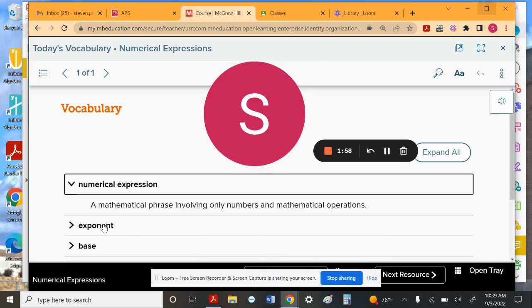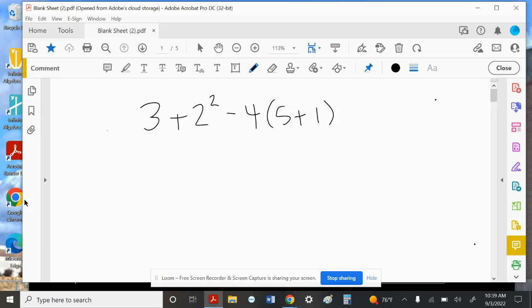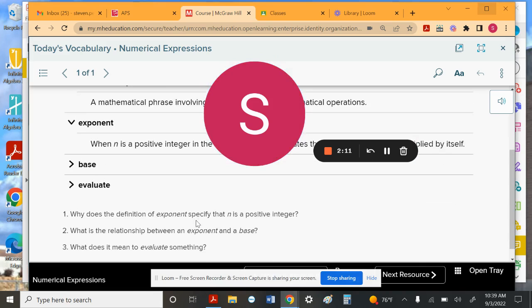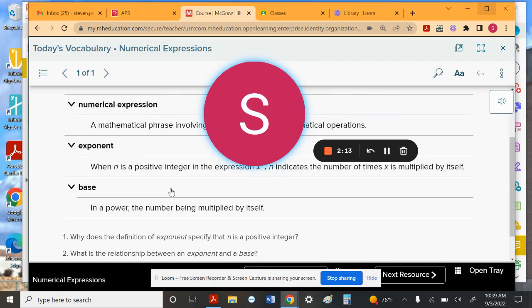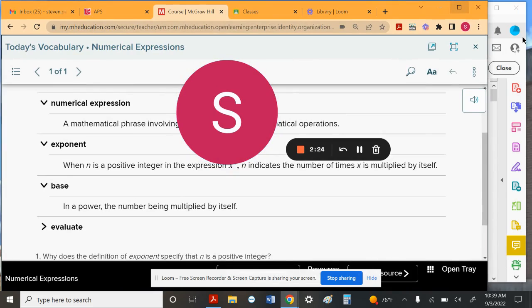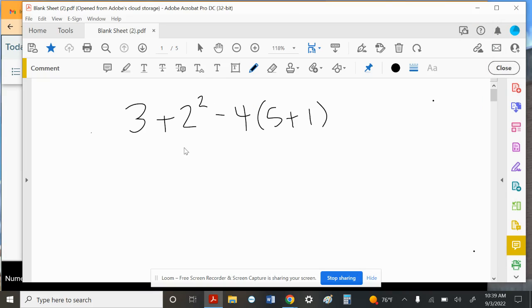And then we have an exponent. I've got an exponent in there. So an exponent would be this part right here, which is this 2 squared, or the squared part that we have. And then we have a base. The base is the number below the exponent, or I guess that's a good way to think about it. I'm going to move this over just a little bit so I can access it a little easier. And so this here is my exponent. This here is my base. So that's what I would have there. This whole thing is my numerical expression.